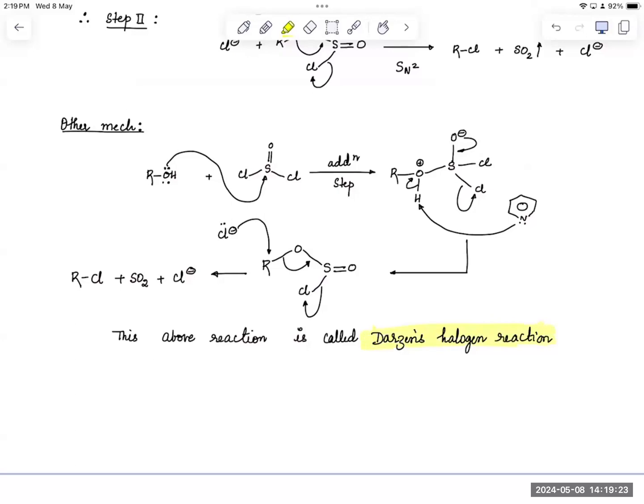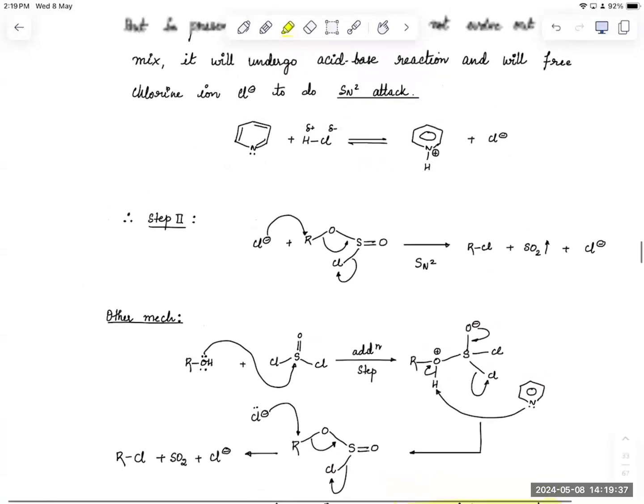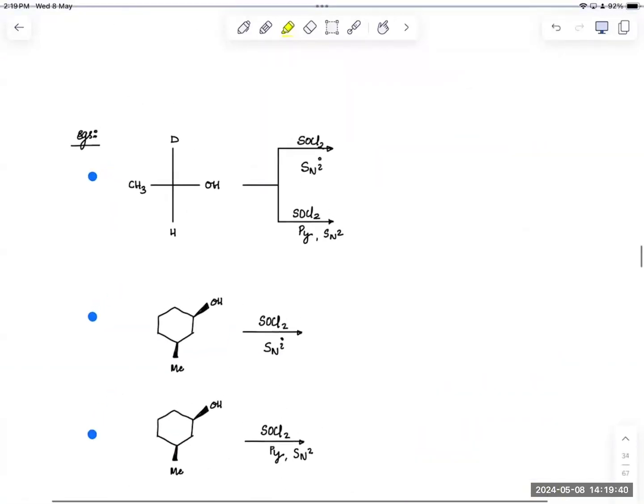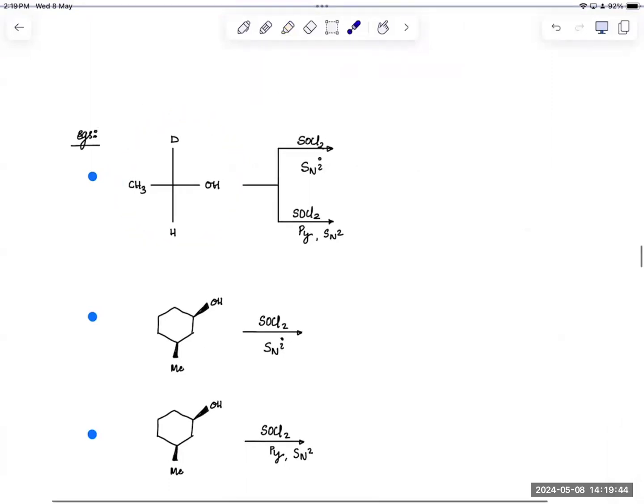Okay. So Darzens reaction is via SN2 mechanism. Regular SOCl2 is an SNi mechanism, that is internal attack. Everybody clear with this point? See the questions here. For example, if there is a chiral center given, and if it is only SOCl2 in ether, then you will take it as SNi.